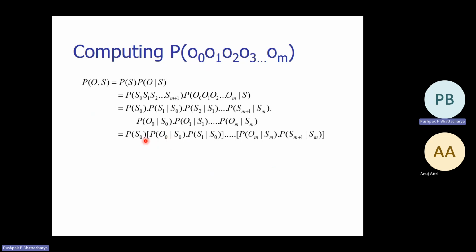So we have done this grouping before: probability of S0 into probability of O0 given S0, probability of S1 given S0, and so on. And we have seen that this particular product is the probability of S0 to S1, the transition emitting O0. So this is the transition probability along with observation, which we have seen before also in the ARN problem. You can take the product of observation probability and transition probability. So this is the way the probability of the observation sequence is obtained, incorporating transition and observation probabilities.